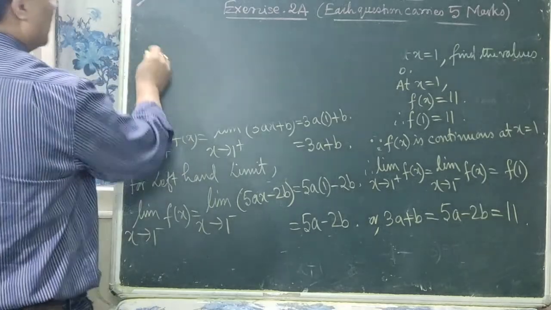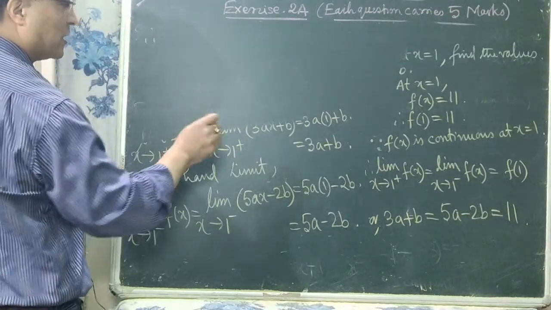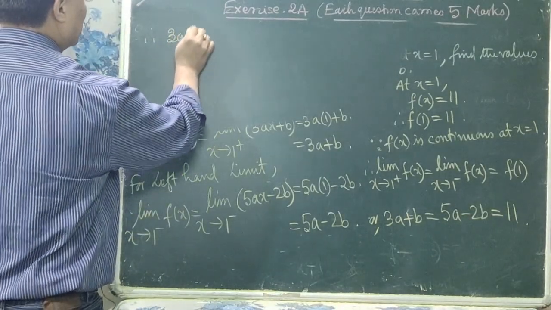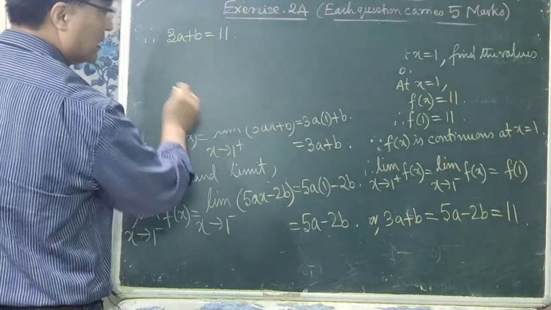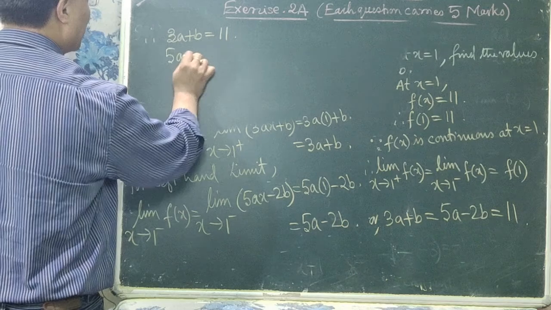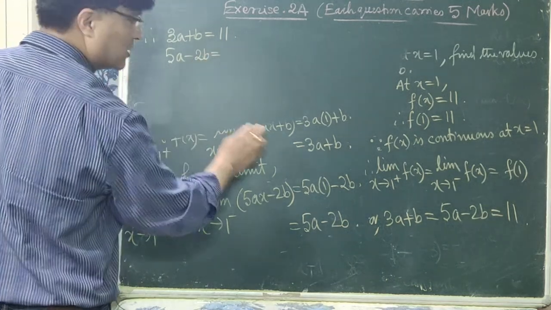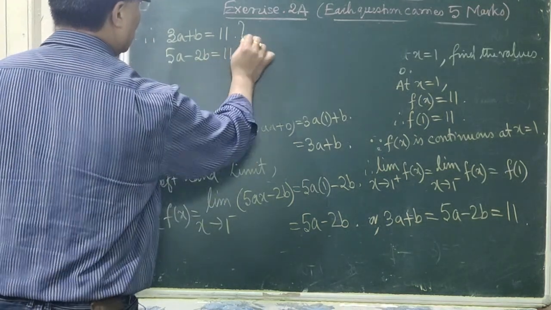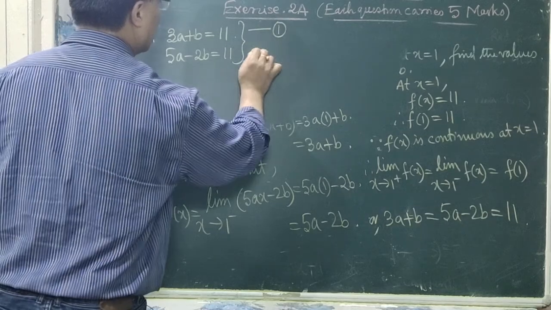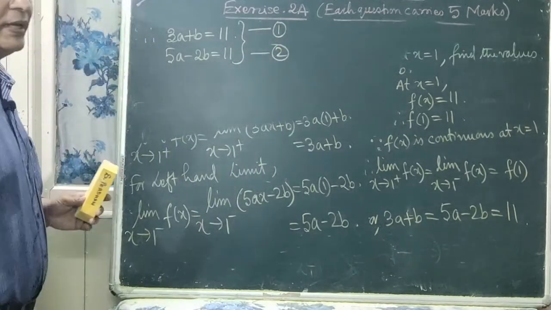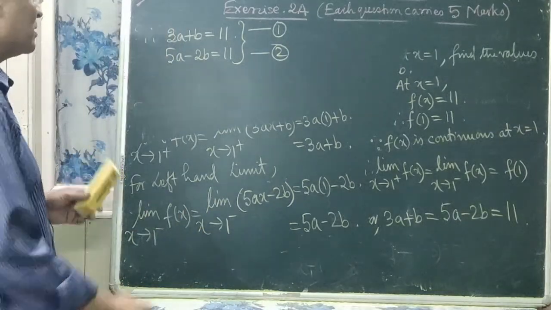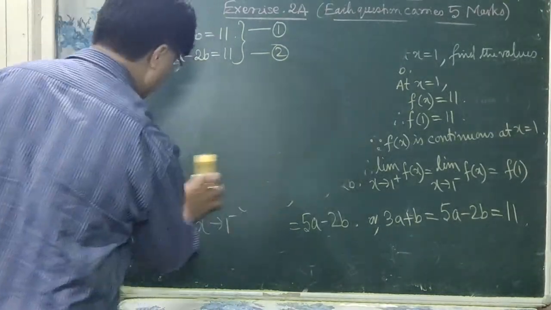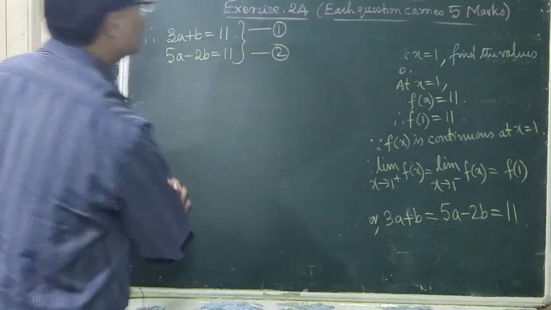So now write down, therefore, equating first and last, what do we get? 3a plus b is equal to 11. Next, 5a minus 2b is equal to 11. Let us mark this as number 1 and this as number 2. Now we have to solve it to get the values of a and b. You know how to solve it. This is known as simultaneous equation.